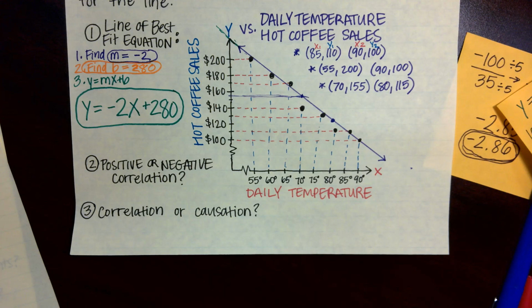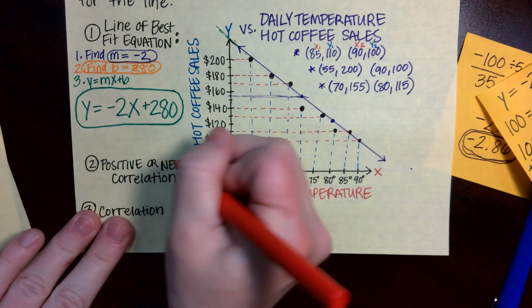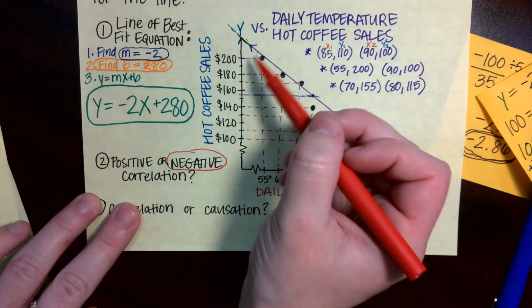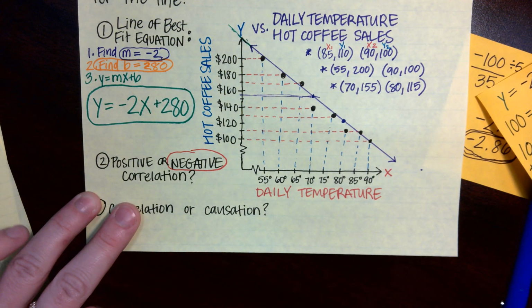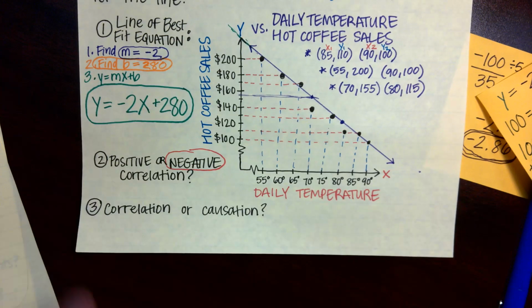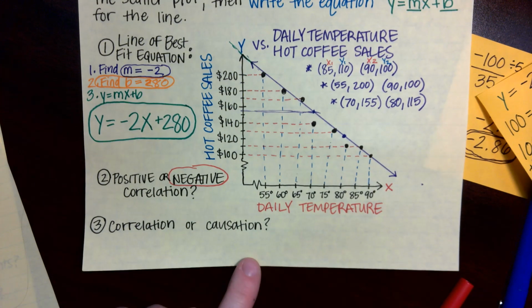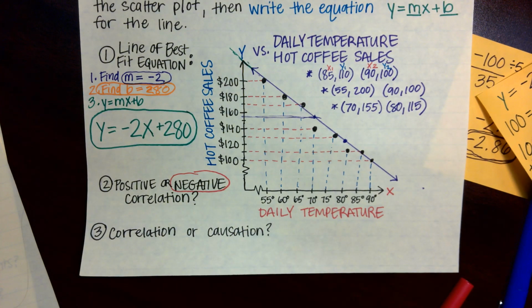I want to know, is this a positive correlation or a negative correlation? Negative. If the slope is negative, or if the points are going downward, that is negative, absolutely. And last but not least, correlation or causation? Both. Ooh, is it both? I would say that hotter temperatures are causing people to buy less hot coffee.